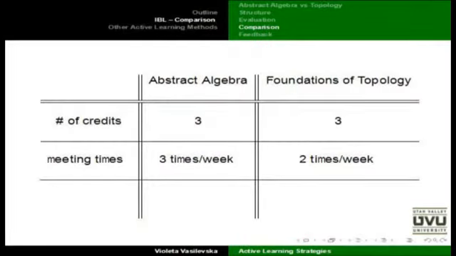Another thing that was different with the two classes, both of them are 3-credit classes, but the meeting times differ: abstract algebra meets 3 times per week, foundations of topology 2 times per week. I didn't really have trouble. I have 2 students, very strong, as I said, and they worked really hard, and they enjoyed doing that, and the discussions in class were great.